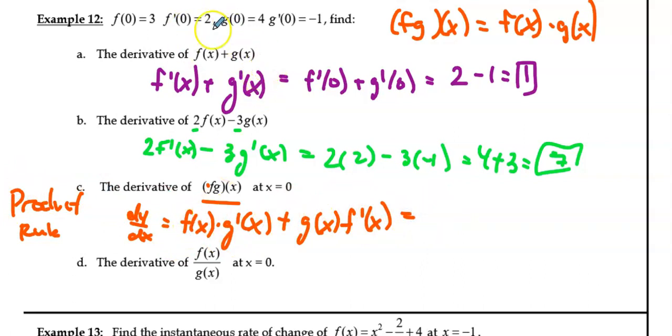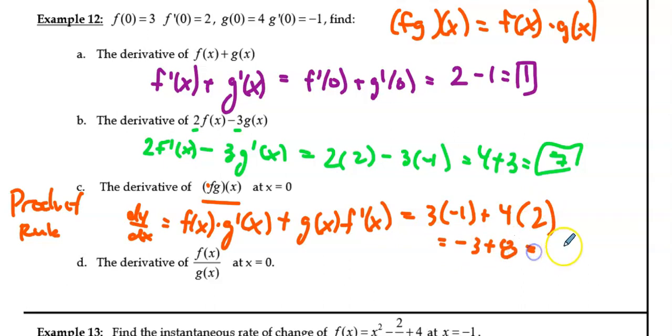So f of 0 is 3. g prime of 0 is going to be negative 1. Plus g of 0 is going to be 4 times f prime of 0, which is going to give us 2. So this is going to give us negative 3 plus 8, which is going to give us a positive 5. So just be careful with this question right here, because again, we're using the product rule.